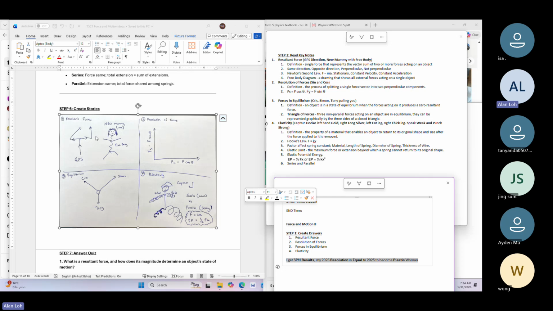Now, what is this story? I created GPS direction, new mommy, okay, I spell it MAMMY, with free body, right? So if you see, there are this in this picture, just focus on this quadrant because this is resultant force, right? So there are 4 drawers: resultant force, resolution force, equilibrium, elasticity. So now just focus on this number 1. And this number 1 is GPS directions and new mummy with free body, right? So let me explain. What is this GPS directions?